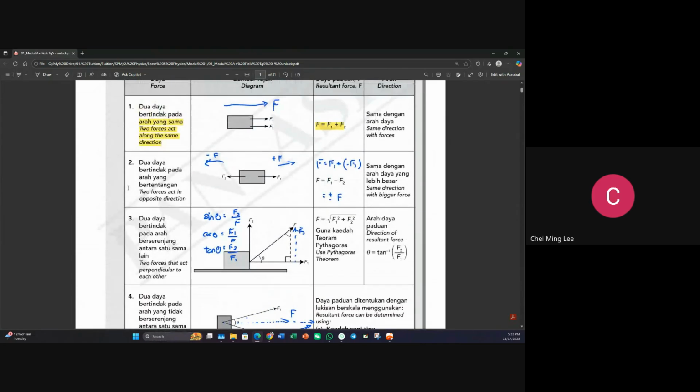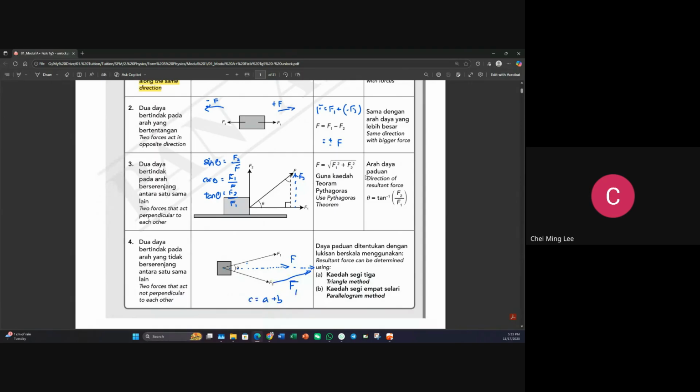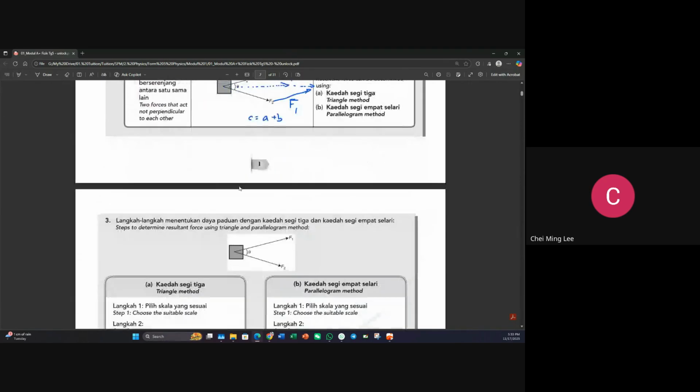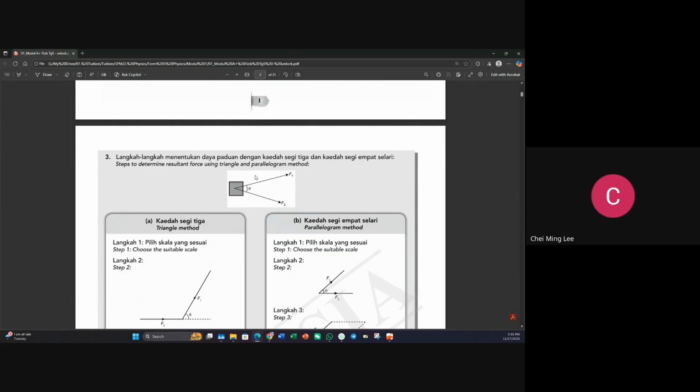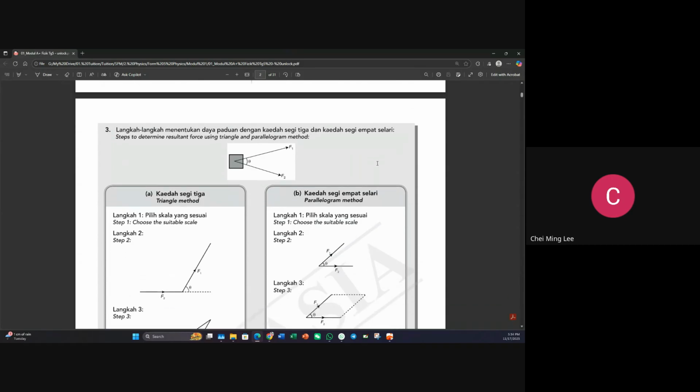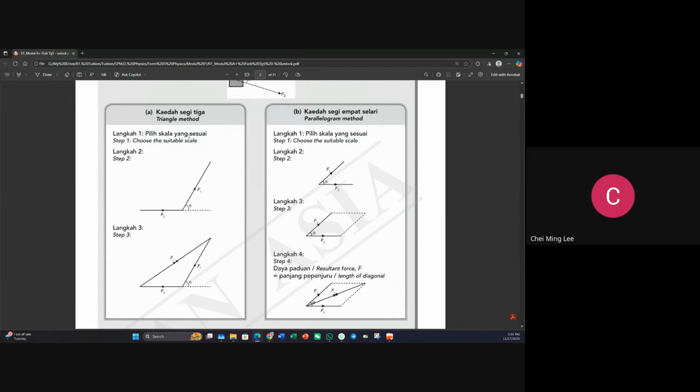Okay, what happens when there are two forces acting on one object or one point? And how do we calculate it? Now let's see how we determine the resultant force by using the triangle and parallelogram methods. First, we start with the triangle one.